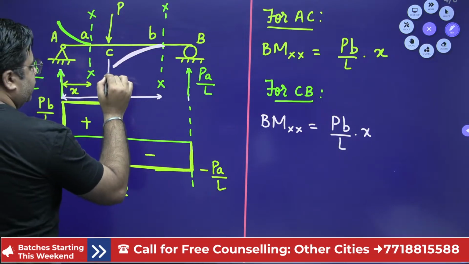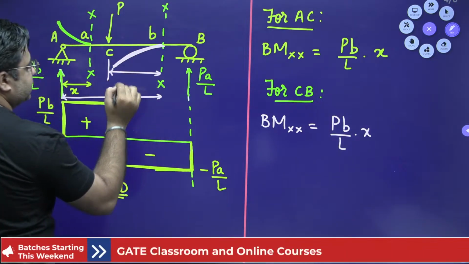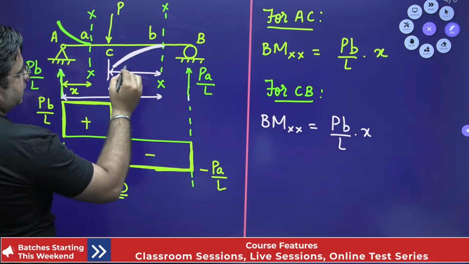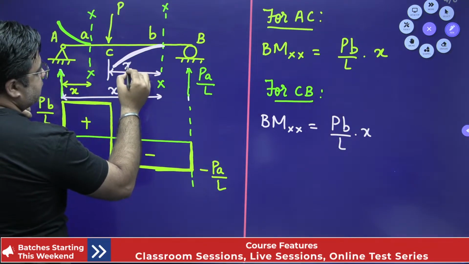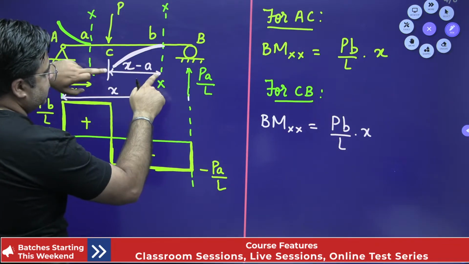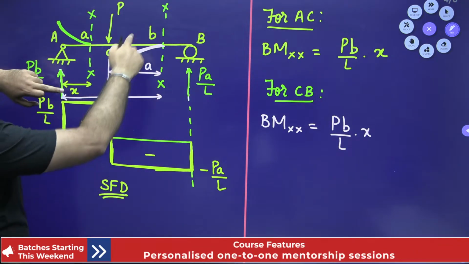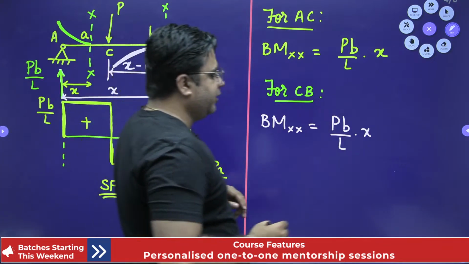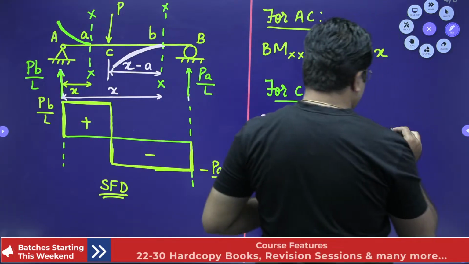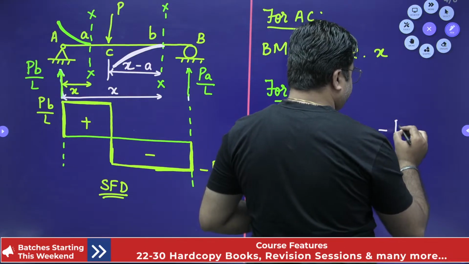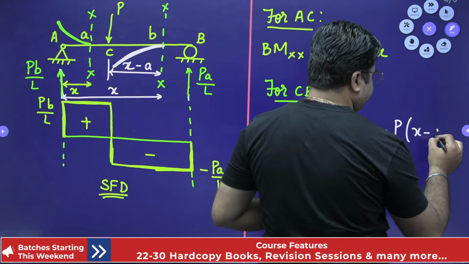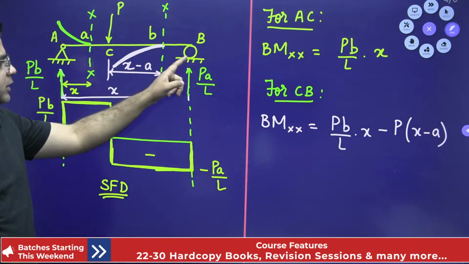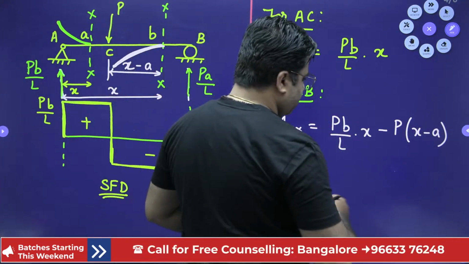Minus P into this distance, and this distance is nothing but X minus A. This distance is between this load and this section, this distance is X minus A. So the lever arm is X minus A, the load is P, and that is a hogging moment. So P into X minus A. Okay. So this is the bending moment equation for span CB. Just solve it some more.